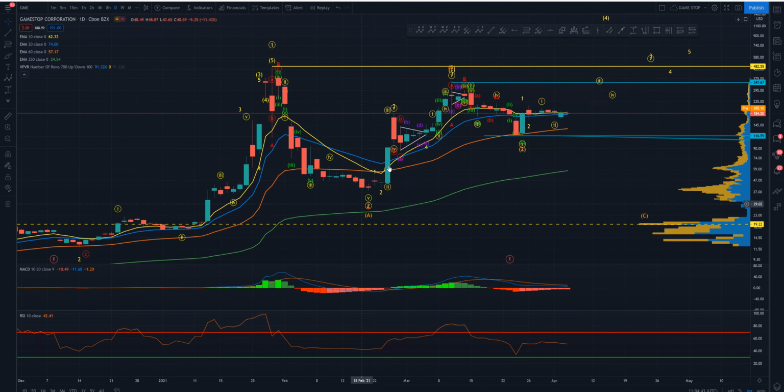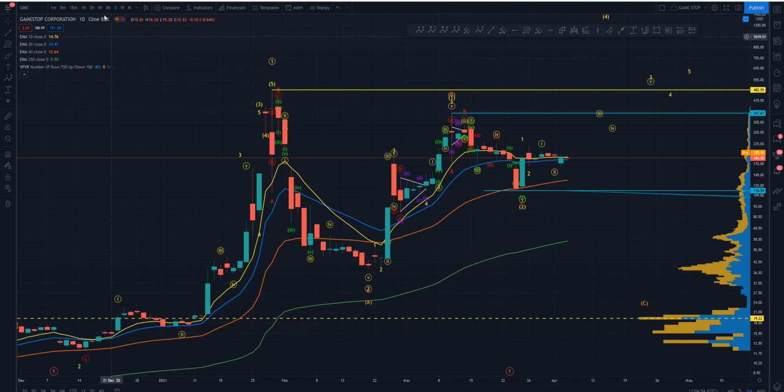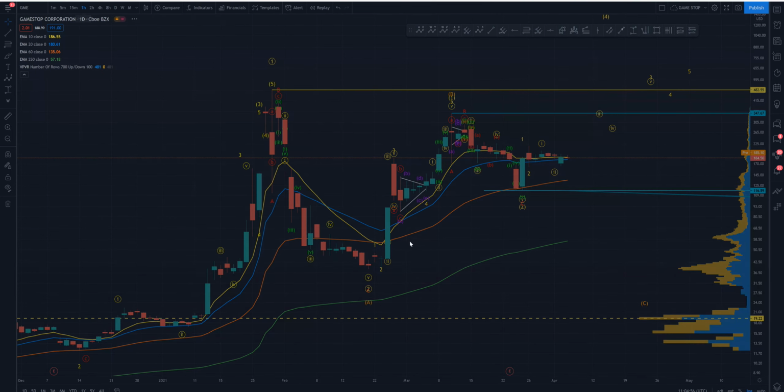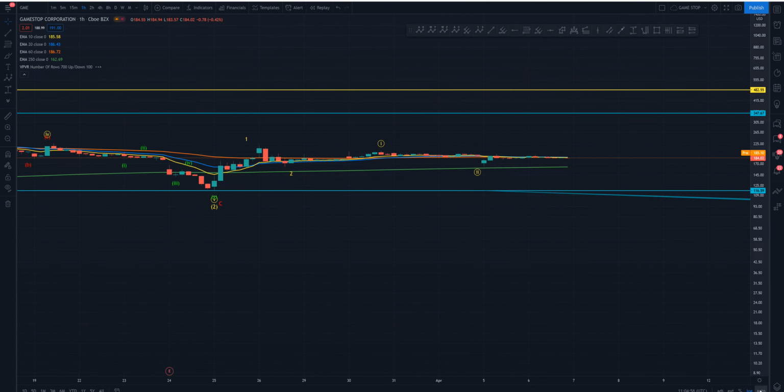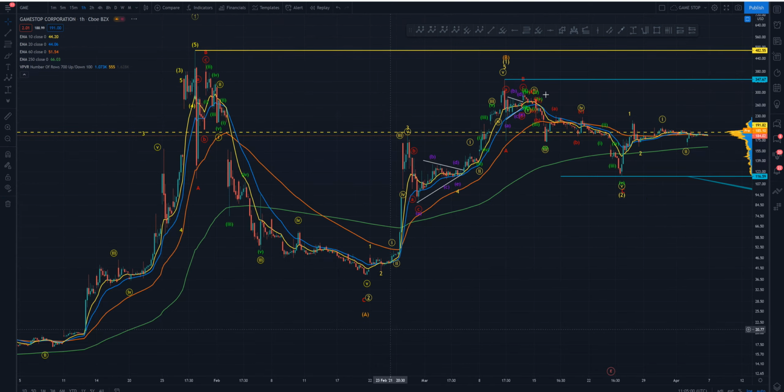So figuring out whether this is motive, figuring out whether this is corrective, this is the problem we've got at the moment. So let's start with the most bullish scenario so far. We're going to go full screen here, keeping an eye on the count. We're going to come down to the 1 hour. We're going to work our way up in log scale into the bullish count.